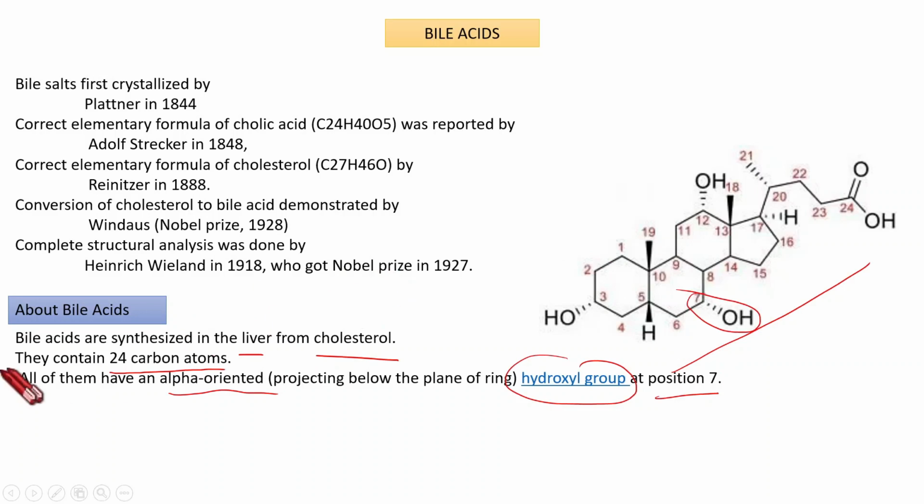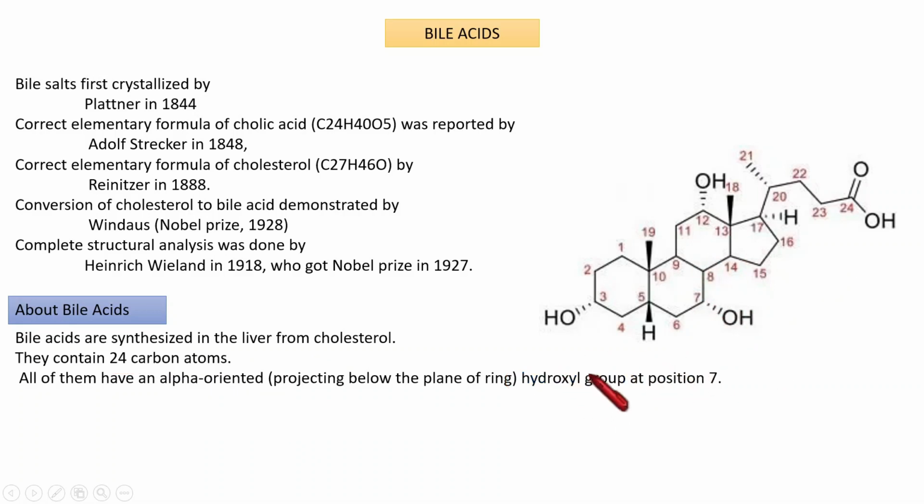So that is a common property. All bile acids possess an alpha oriented hydroxyl group. What's alpha orientation? Alpha oriented means that the bond projects below the plane of the ring. I already told that in some other video. Anyway, that OH is alpha oriented, as it is below the plane of the ring. That's why it is represented using a dotted line. So that is an important property of bile acids, the presence of the hydroxyl group at position 7.